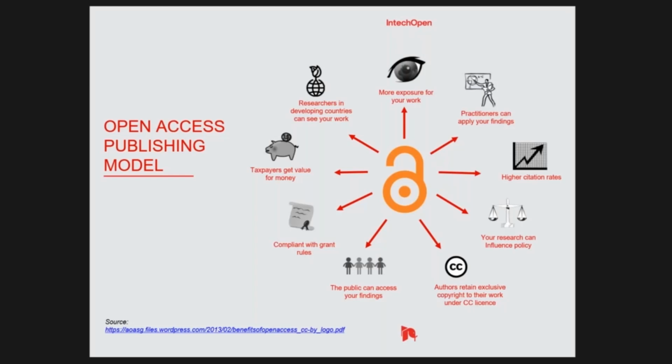Your research can drastically influence policy. You, as the author, retain the copyright. All material or content published is published under a CC BY license. The public can freely access your findings, again, increasing the exposure and the visibility of your work. You're becoming compliant with the grant rules and the funder mandates. The taxpayer gets value back for the money that they're investing into the research world. And researchers in developing countries, more so than in Europe and the US, gain access to that research and can build upon that. So we're removing the paywall barrier that so afflicts many less wealthy countries.